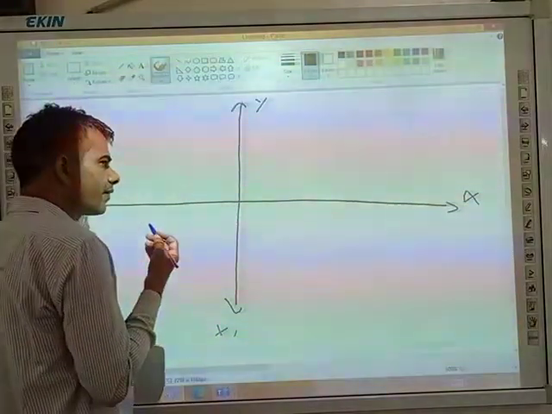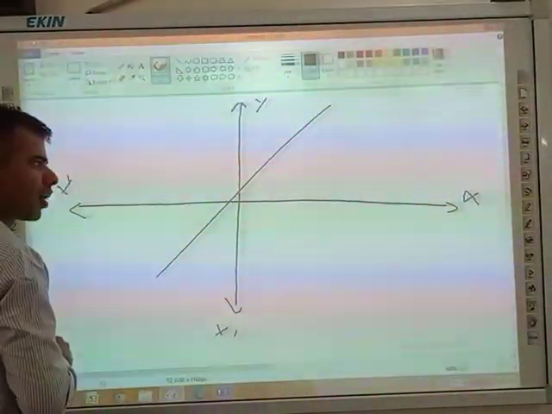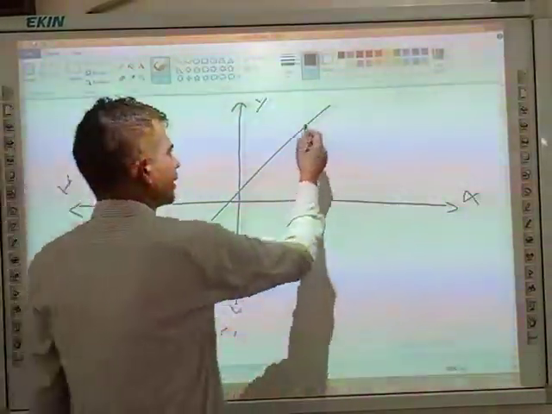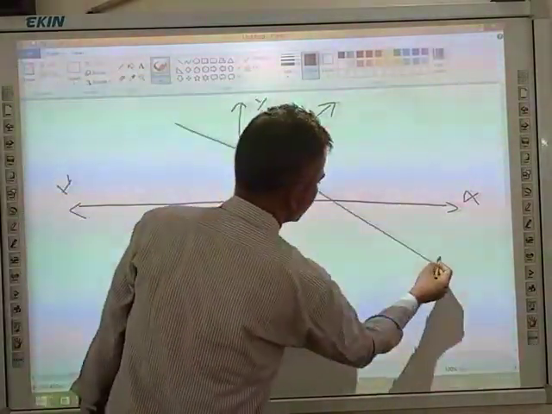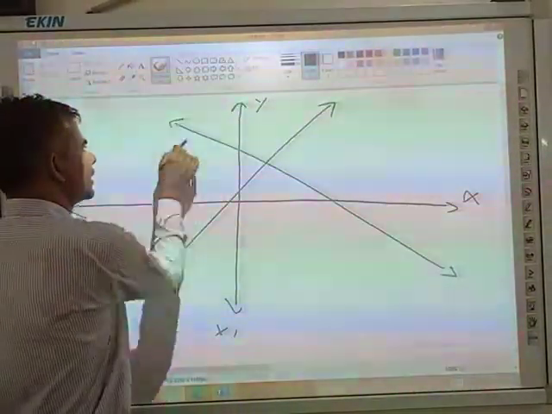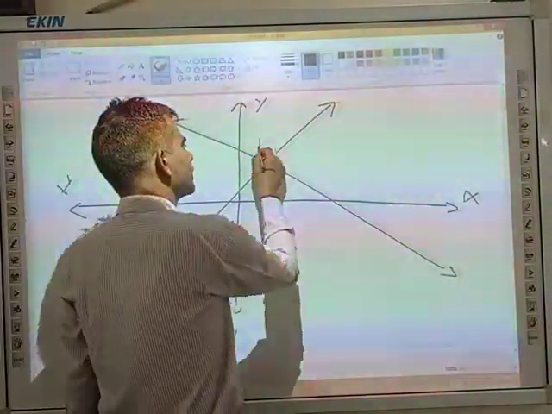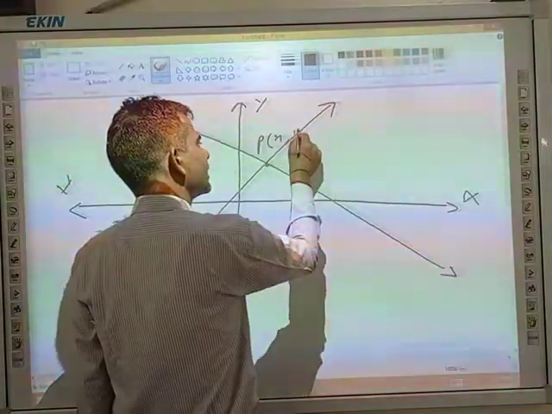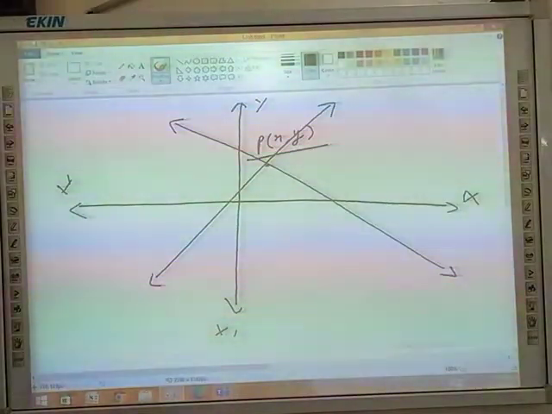Suppose the first linear equation graph will be such as this, and the second linear equation graph will be such as this. Students, these graphs will intersect at a point. Suppose that is P, that is (x, y). This graph has a unique solution. It has only one unique solution. Students, any doubt, any problems?